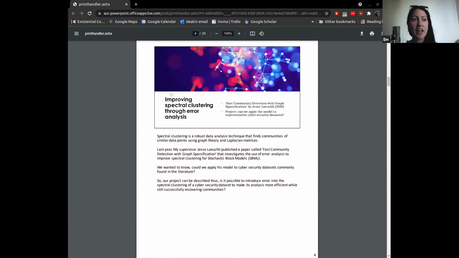So spectral clustering is a robust data analysis technique that finds communities of similar data points using graph theory and Laplacian matrices. Last year, as I mentioned, the paper Fast Community Detection with Graph Sparsification was published by Jessie. It investigates the use of error analysis to improve spectral clustering for stochastic block models, or SBMs. So we wanted to know, could we apply this model to cybersecurity data sets commonly found in the literature? So the long version for our project is: is it possible to introduce error into the spectral clustering of a cybersecurity data set to make its analysis more efficient while still successfully recovering communities?